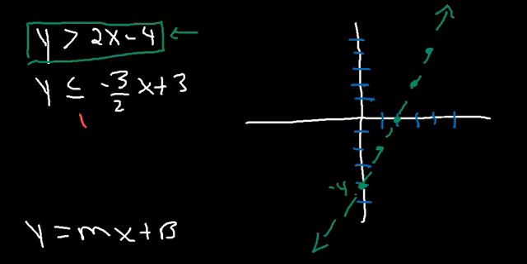Now for this one, this is going to be a solid line because it's less than or equal to negative 3 over 2x plus 3. But for this one, make sure you use a dash line.